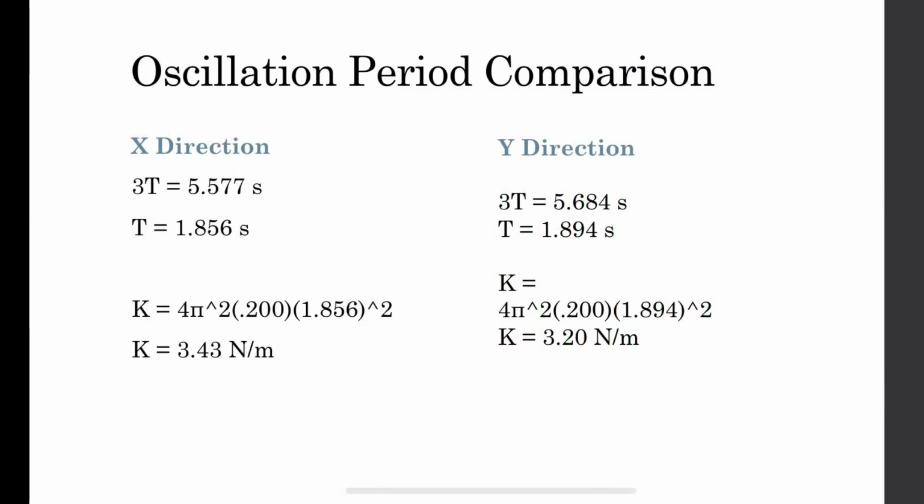When comparing the oscillation periods for the x and y direction, in the x direction, the T value was 1.856 seconds, and the k value was 3.34 newtons per meter. And in the y direction, the T value was 1.894 seconds, and the k value was 3.20 newtons per meter. So the x direction had larger values for k, and the y direction had larger values for T.